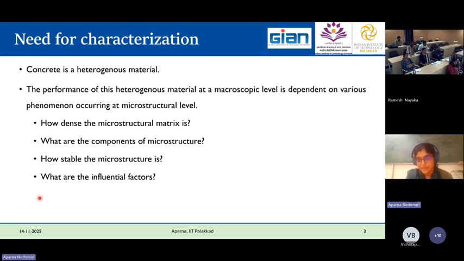How dense is that microstructure? Because all the macrostructural properties that we talk about, either in terms of durability or in terms of mechanical properties such as compressive strength, depend on what is happening at a microstructural level. So we would like to understand how dense the microstructure is and what this microstructure is made of.